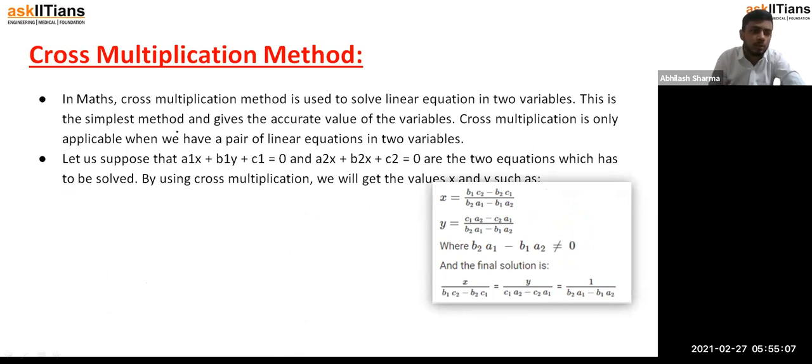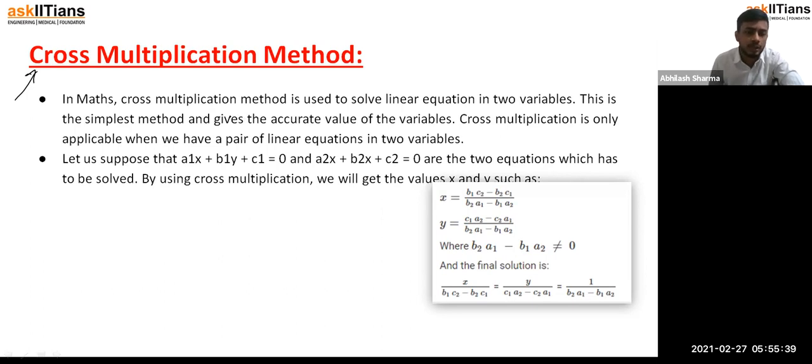Now talking about cross multiplication method, it is basically a method which is easily derived using elimination method itself. So first of all, let us have a look at what this tells us. In mathematics, the cross multiplication method is used to solve linear equations in two variables. This is the simplest method and gives the accurate value of the variables. Cross multiplication is only applicable when we have a pair of linear equations in two variables.